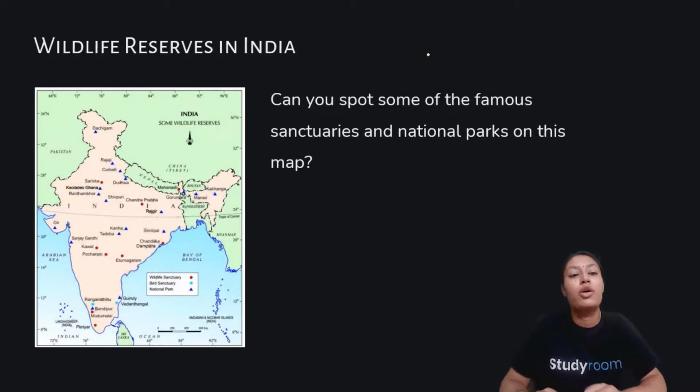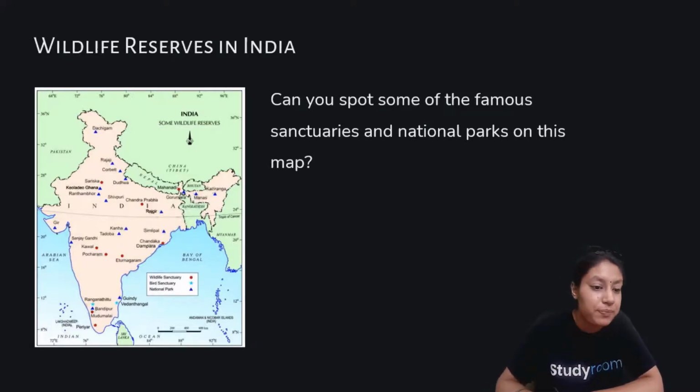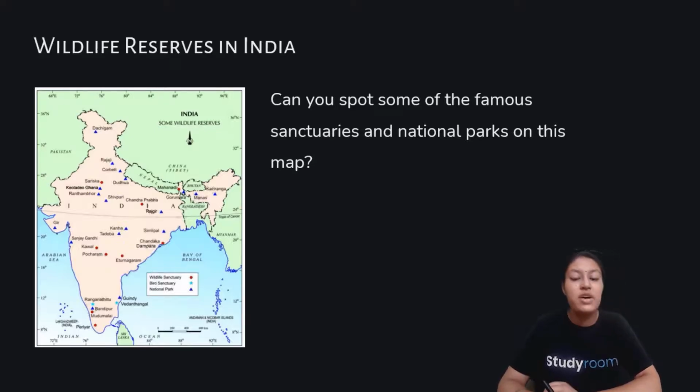Now we will discuss wildlife reserves in India. So this is an amazing activity for you all, where you have to find out famous national parks in the map. Okay, so let's do this. Talking about national parks, I can see Ranthambore, Tadoba. Tadoba is in Madhya Pradesh, Rajaji. So these are famous national parks, and you can also find out some amazing sanctuaries in the given map. All right. So moving on.